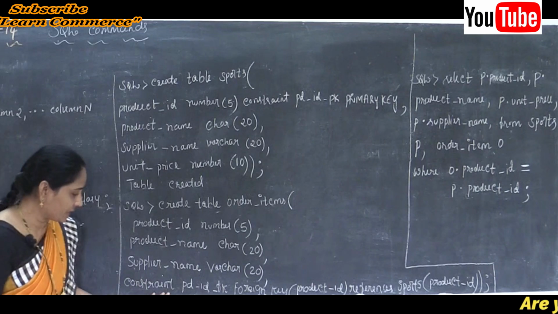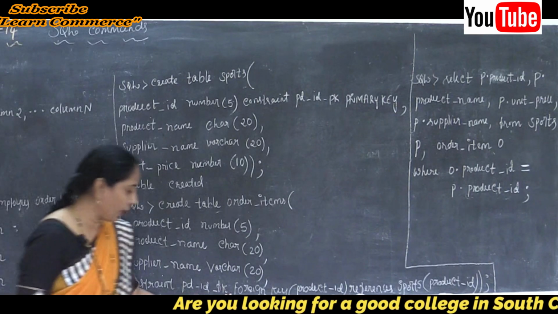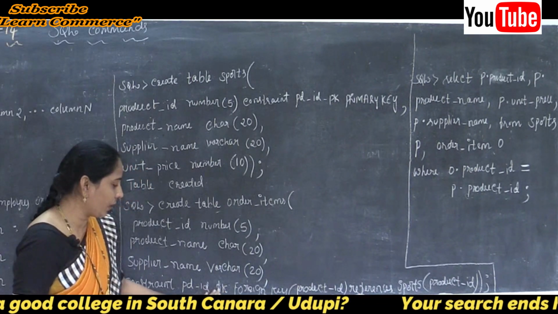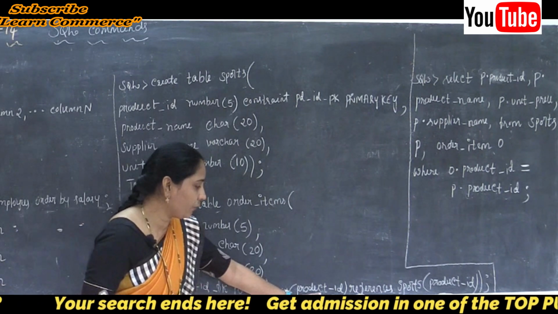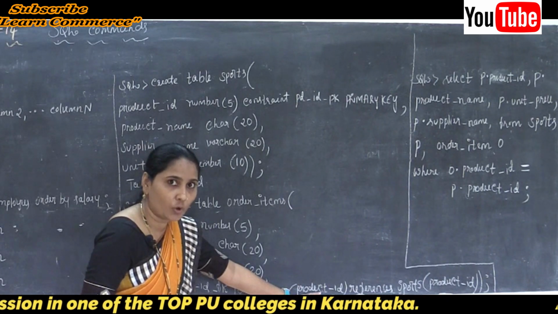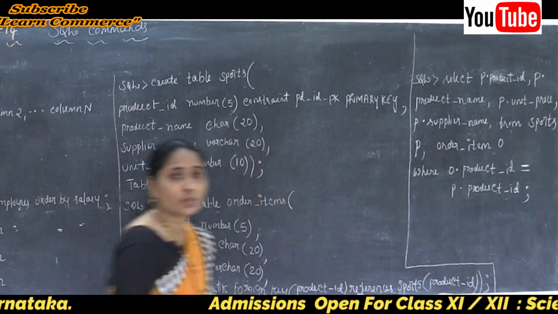So I am using the syntax constraint PD underscore ID underscore FK. It is just for namesake. I wrote here PD underscore ID, anything you can write. Then foreign key, and from the foreign key I used the column name product underscore ID, and references sports product underscore ID.